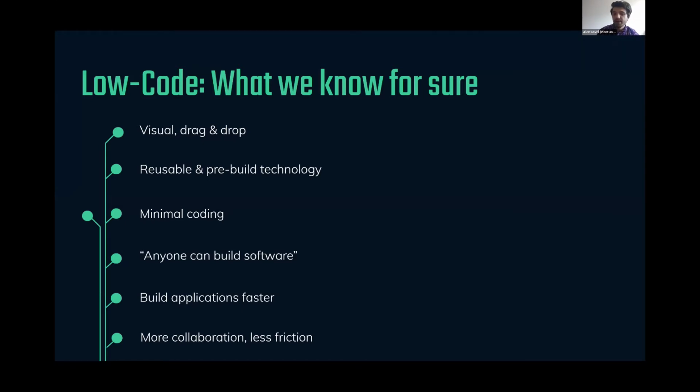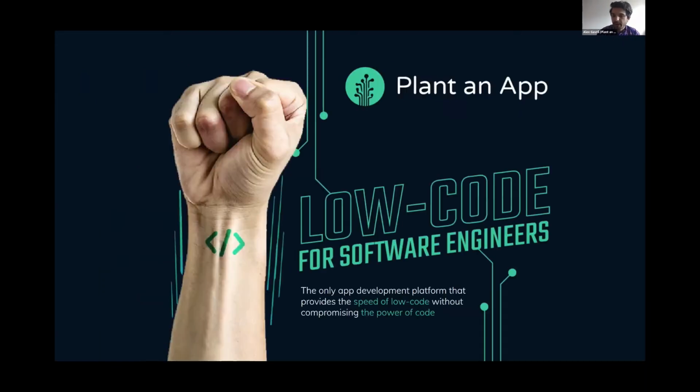There is this phrase, which is very polarizing: anyone can build software. Yeah, anyone could build, but not everyone should build. But this is something that you will hear in low code. And what it definitely is, is about building applications faster and enhancing collaboration in companies, involving all kinds of users, not just developers. But there is a place for Plant and App in this world of low code.